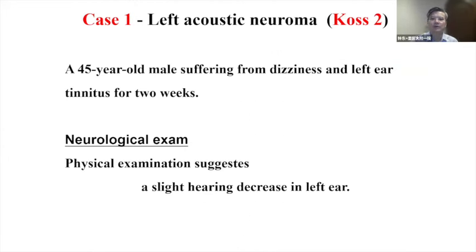Enhanced MRI image shows the tumor was lobulated. CT bone window images show the left IAC has expanded. CTV shows there was no high jugular bulb on the left side. Preoperative hearing test is class A.